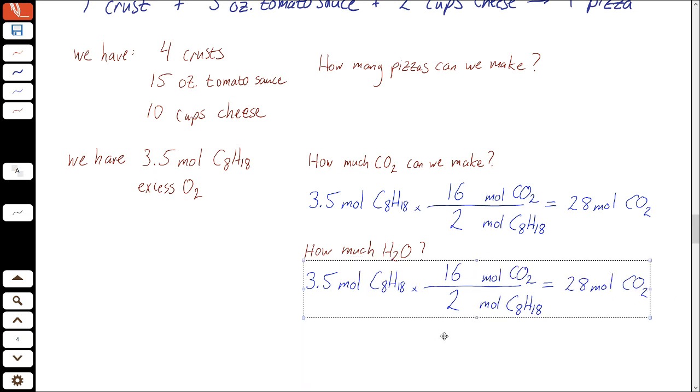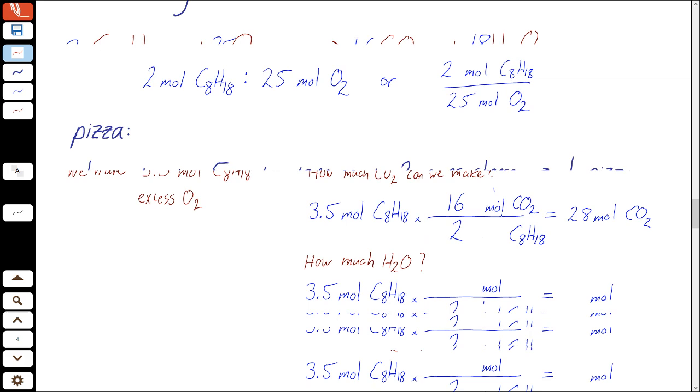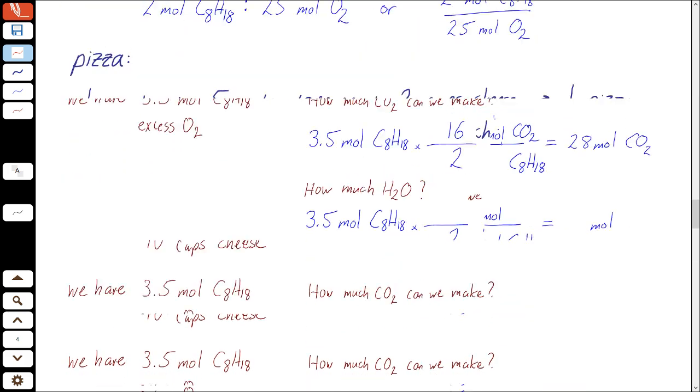Okay, close enough. So I'm still going to use that same starting value because that's the value that we're given. But instead of now looking for moles of CO2, we're looking for moles of the other product, water. And that equation tells us 18 waters, right?